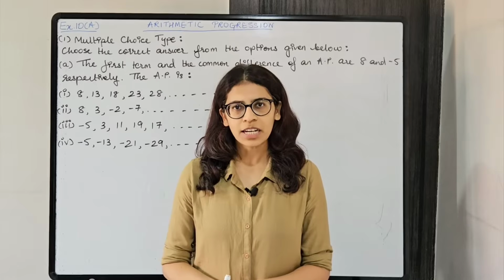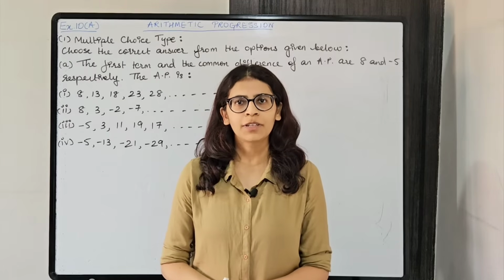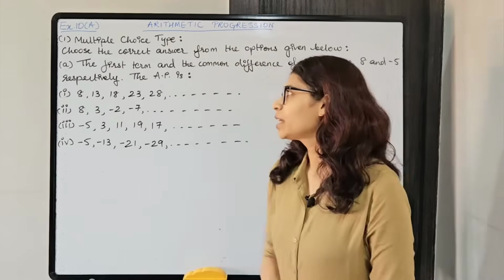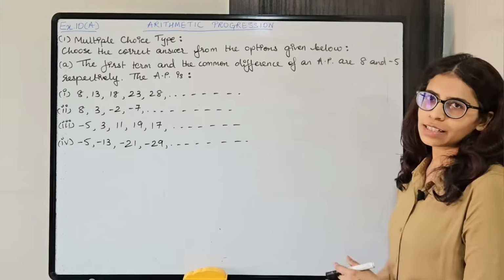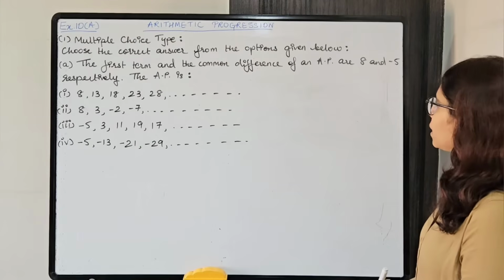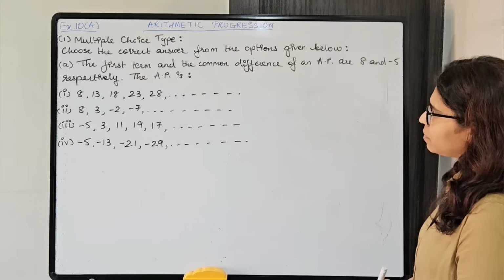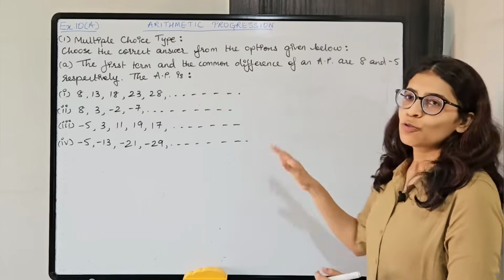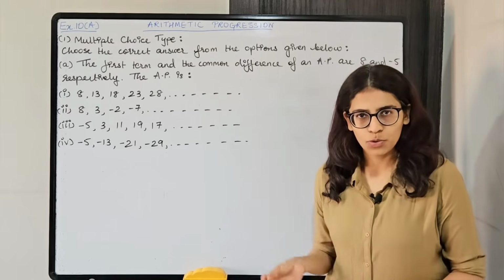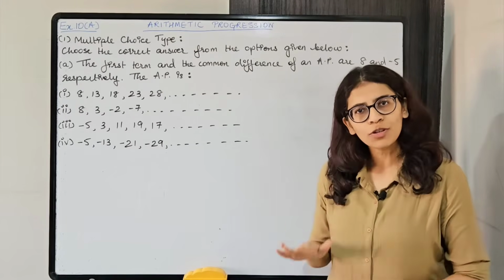In this video, we'll start with exercise 10A from chapter Arithmetic Progression. So starting with question number 1. First question is MCQs and there are 5 MCQs. A, the first term and the common difference of an AP are 8 and minus 5 respectively. The AP is, 4 options are given. Don't look at the options first, it might confuse you. So always solve first, then look at the options.